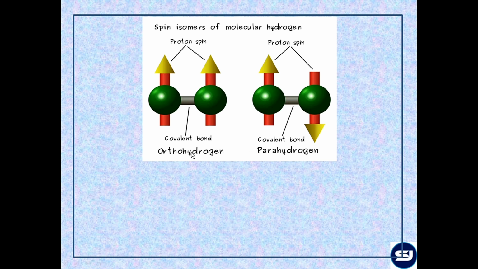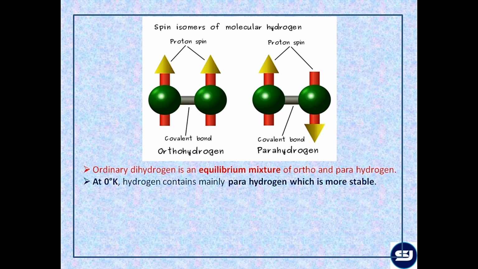Ortho refers to same direction spin, para refers to opposite direction spins. Now a few of the important points related to ortho and para-hydrogen. Ordinary dihydrogen is an equilibrium mixture of ortho and para-hydrogen. At 0 Kelvin, hydrogen contains mainly para-hydrogen, which is more stable.